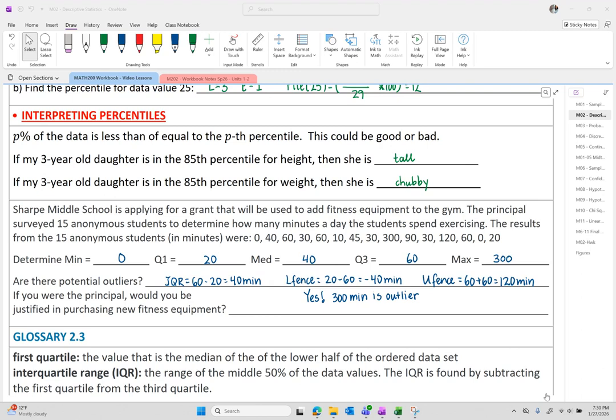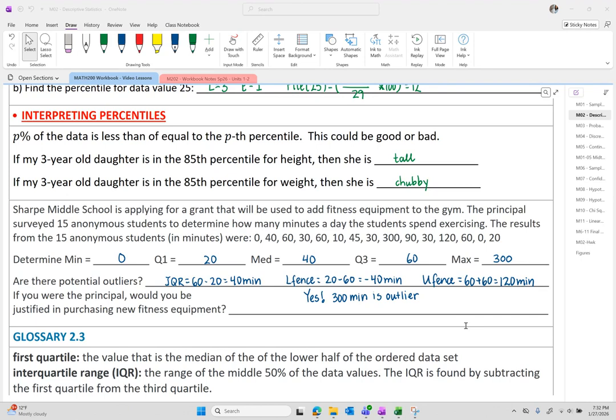If I were the principal, would I be justified in purchasing new fitness equipment? Of course, if I am the principal, I would like to get the grant and I would like to purchase fitness equipment for the gym. So I want to use my statistical analysis to make a case of why I would need to justify the purchase of the equipment. And basically, I would say that I have students who use the equipment as much as 300 minutes a day, which is 5 hours. So maybe that's a little too much if you are in the middle school.